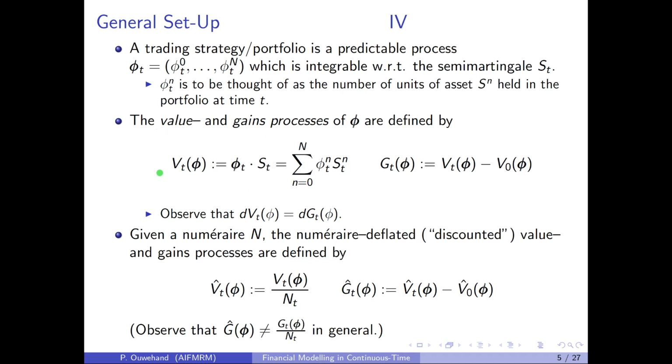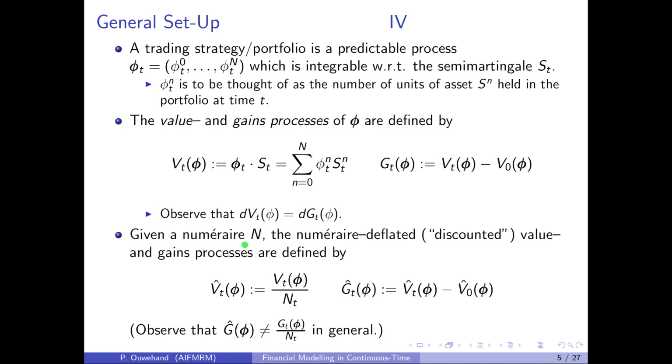The value process V_t(phi), in other words the value of the portfolio phi at time t, is simply the dot product of the vector phi t with the vector S_t. In other words, it's the number of shares times the price per share summed over all shares. We can then define the gains process G_t(phi), which is the gain on the portfolio phi by time t, as the value at time t minus the value at time 0. Observe that the differentials of V and G are the same. This is because V_0(phi) is a known constant and it does not depend on t.